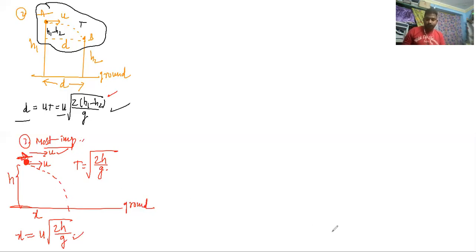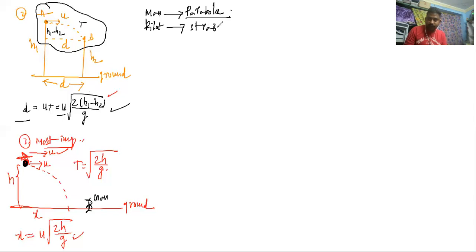Two important points I wanted to discuss here. Why have I told you this is most important? Look here. There is a bomb making horizontal projectile motion. If a man is standing here, for this man the path of this projectile is a parabola. And there is a person in the aeroplane, a pilot. For this pilot, the path of the bomb is a straight line. He feels it is moving in a straight line towards the ground. With respect to the observer standing here, the path of this projectile is a parabola.